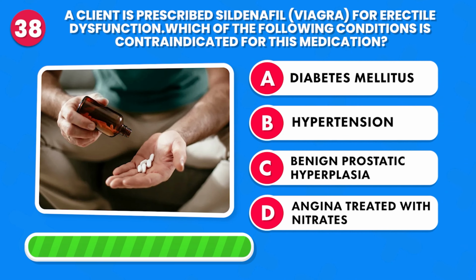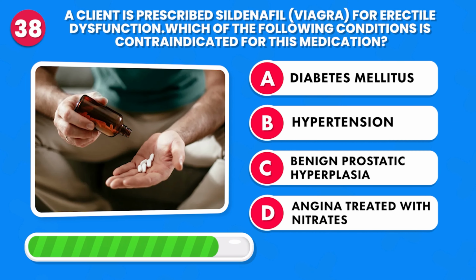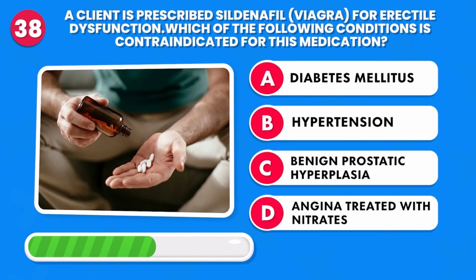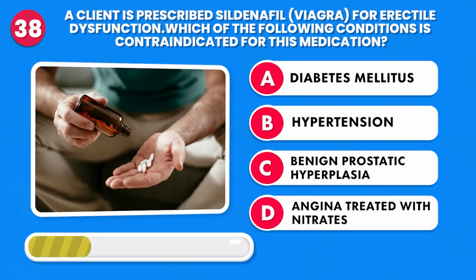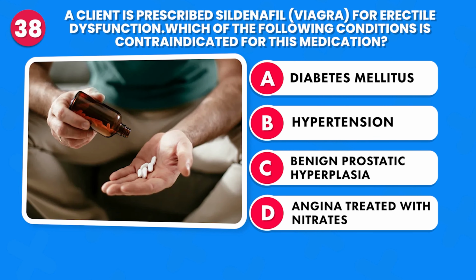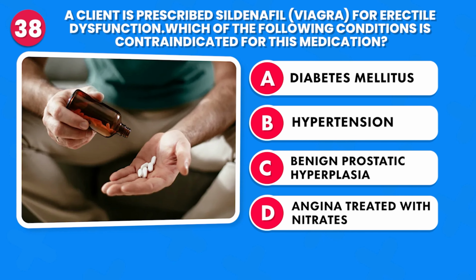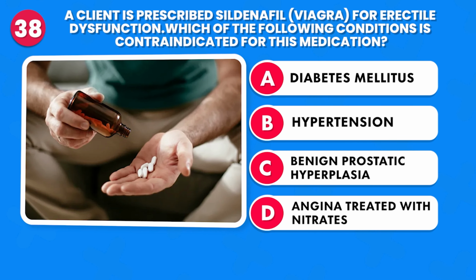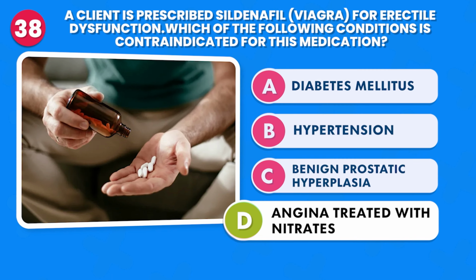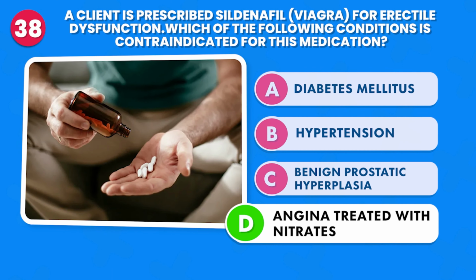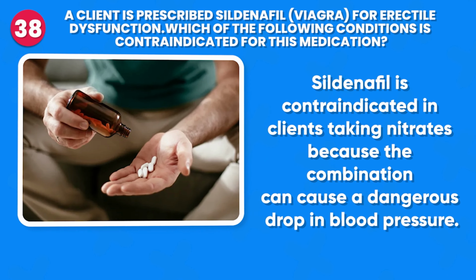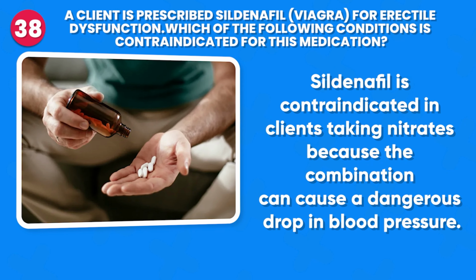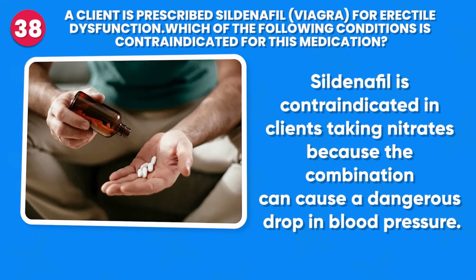A client is prescribed sildenafil, Viagra, for erectile dysfunction. Which of the following conditions is contraindicated for this medication? A. Diabetes mellitus. B. Hypertension. C. Benign prostatic hyperplasia. D. Angina treated with nitrates. It's D. Angina treated with nitrates. Sildenafil is contraindicated in clients taking nitrates because the combination can cause a dangerous drop in blood pressure.